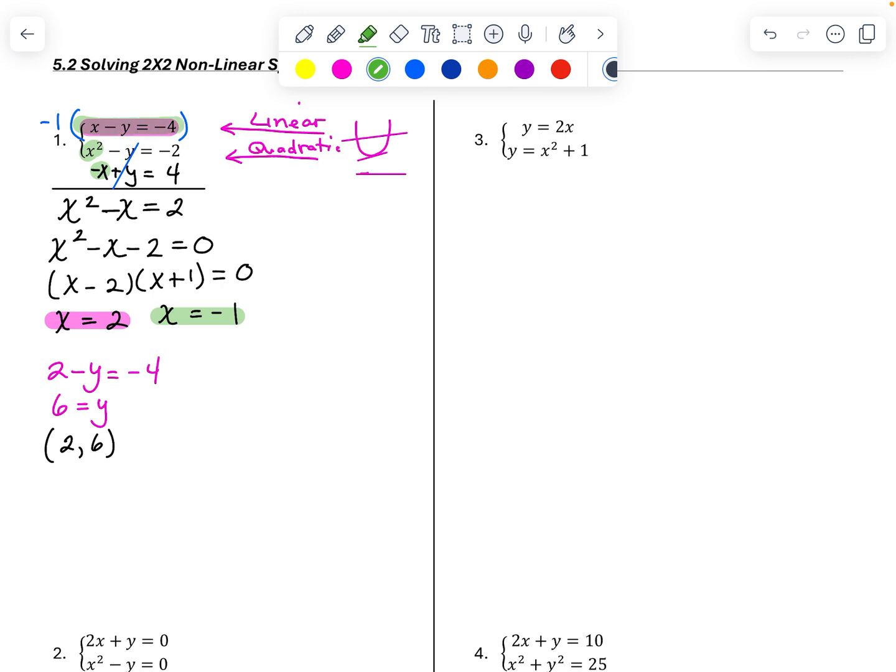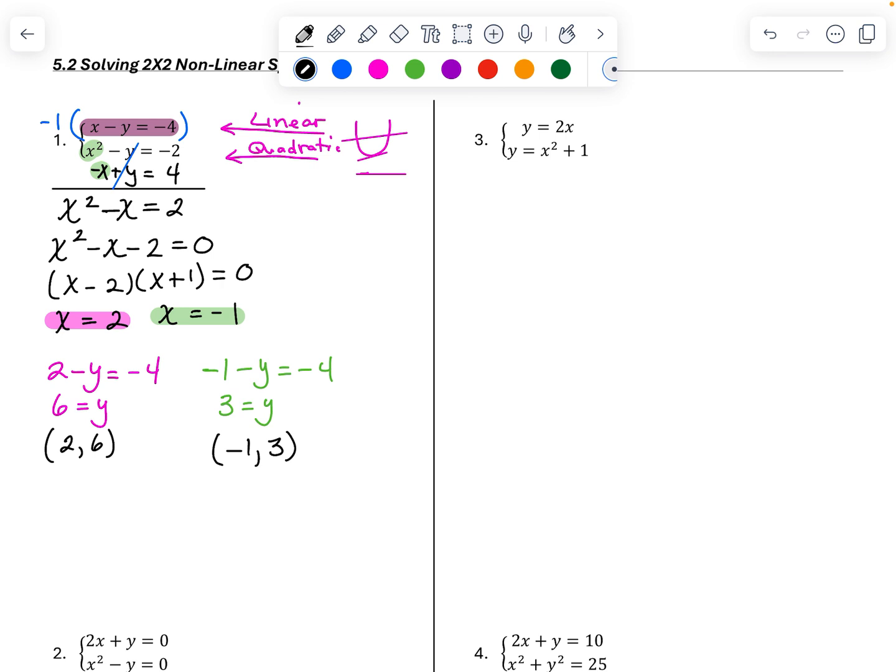Then I'm going to do it again, but this time I'm going to use x as -1. And again, I think I'll put it in the top equation because I think that'll be easiest. If I put -1 in for x, that would be -1 minus y equals -4. So that would be 3 equals y. So using -1, we got the answer to be 3.